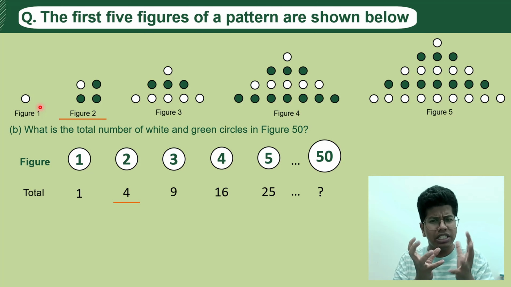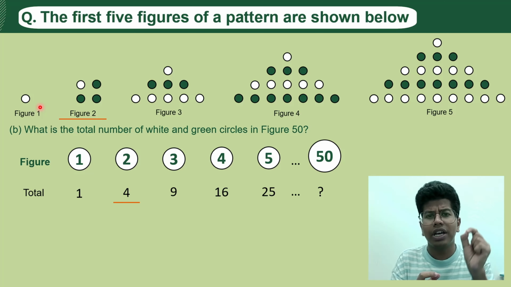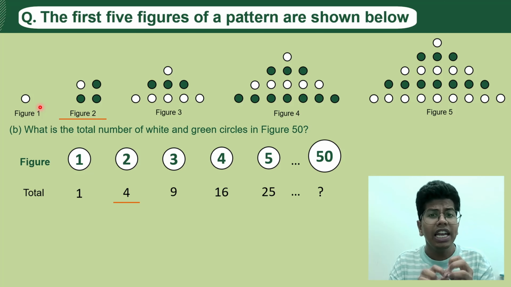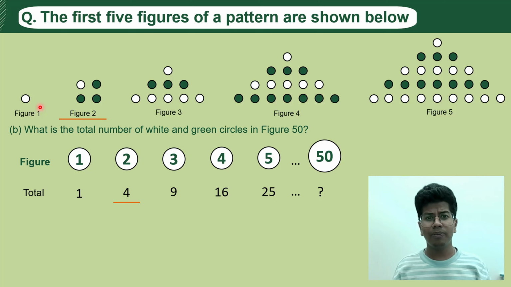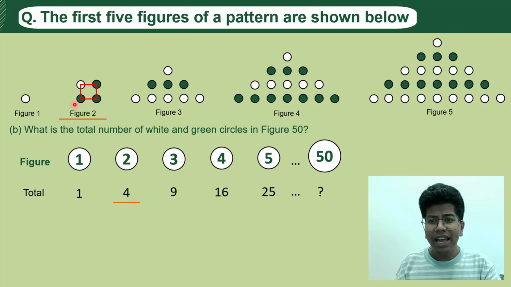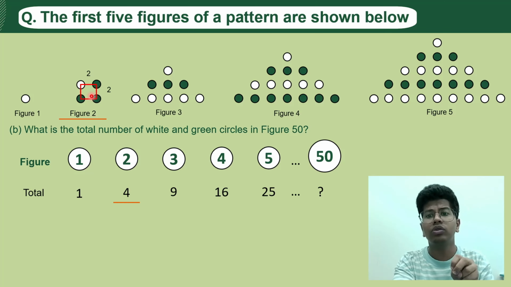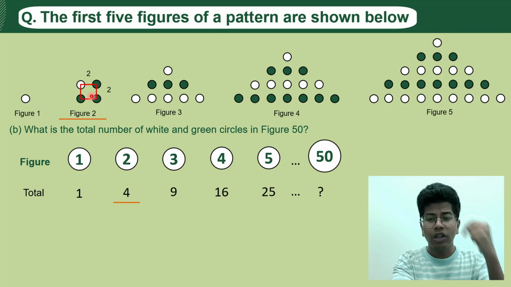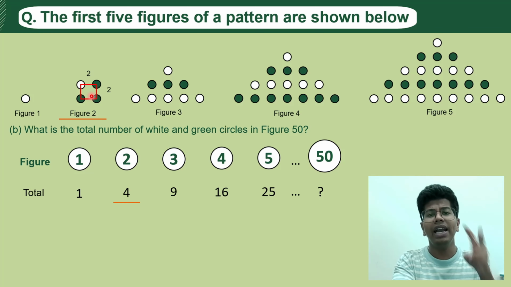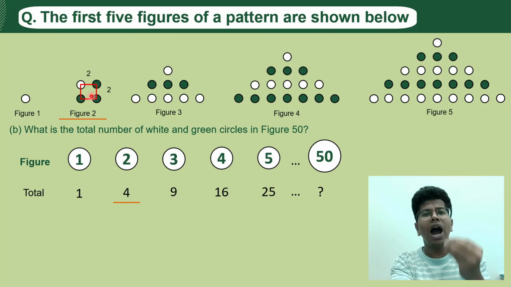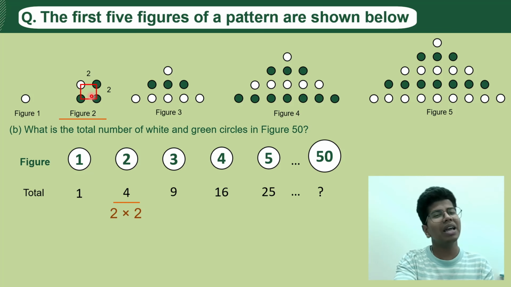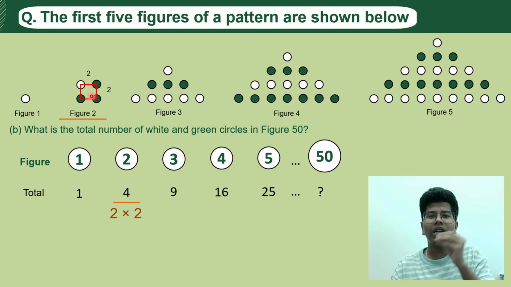But after changing the arrangement, are the circles arranged in any geometrical figure? Does this remind you of any geometrical figure? Yes, it looks like a square, where on one of the sides I have two circles, and on the other side I have two circles. So to count the total number of circles, it's just 2 times 2. That is nothing but 4. So in figure 2, I have 2 times 2 circles.